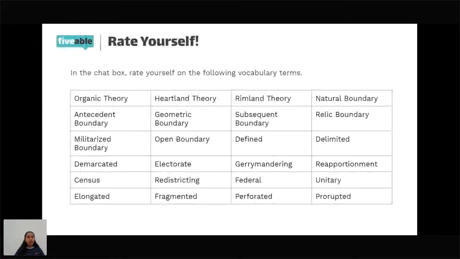So first, I want you guys to rate yourself on the following vocabulary terms, and please be honest so I can know which areas I need to focus on the most during the stream. Rate yourself from 1 to 5 in the chat box. Okay, so I'm seeing some 3s and 4s, but I'm also seeing some 1s, which is completely fine. We're going to be covering these topics in depth, so you guys will be more comfortable by the end of the stream. Thank you for the feedback.